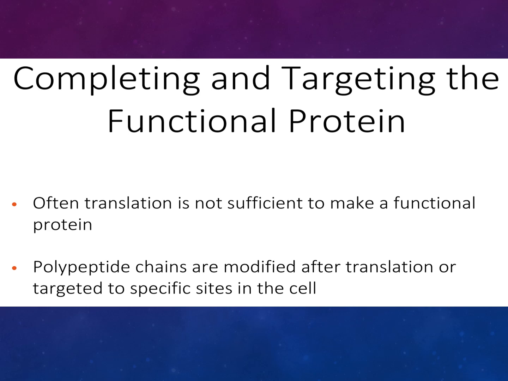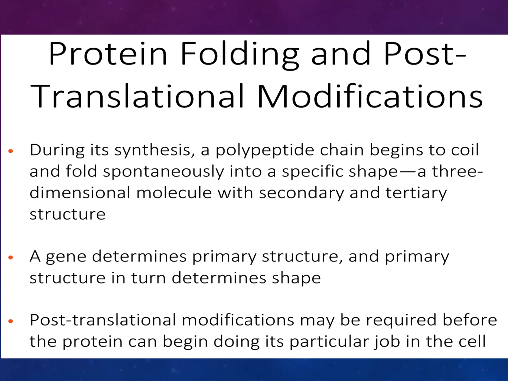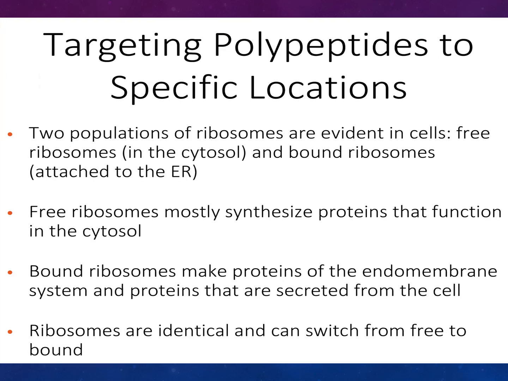So, completing and targeting functional proteins. Often translation is not sufficient to make a functional protein. Polypeptide chains are modified after translation or targeted to specific sites in the cell. During its synthesis, a polypeptide chain begins to coil and fold spontaneously into a specific shape, a three-dimensional molecule, with secondary and tertiary structure. A gene determines primary structure, and primary structure in turn determines shape. Post-translational modifications are also required before the protein can begin doing its particular job in the cell.